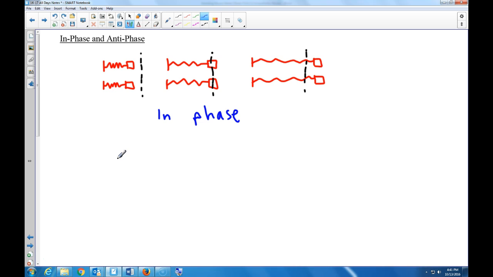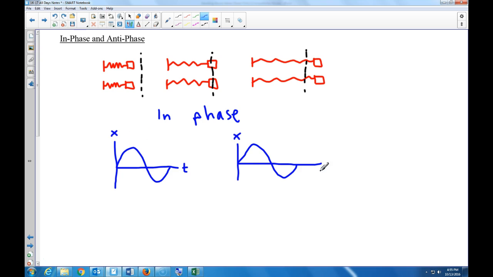And they're easy to spot graphically because the graphs look like this. Whether it's the velocity graph or anything else, the point is that the graphs are identical. Wherever one starts, the other starts at the same spot. And so these are the displacement time graphs for the two systems. Another way to say this: in phase means that the phase shift is 0, 0 degrees or 0 radians.